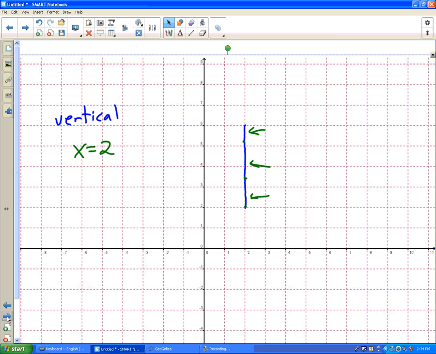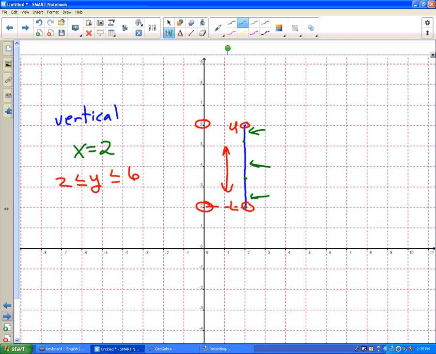To find our domain here, we're going to use our upper and our lower endpoints. Here, the lowest we go is 2. The highest we go is 6. So we're going to start at 2, less than or equal to, less than or equal to, and 6. And this time, in between, instead of x, we're going to put y, because our y is changing, because we're moving up and down. So our form for a vertical line, x equals 2, and then our domain would be 2 is less than or equal to y is less than or equal to 6.